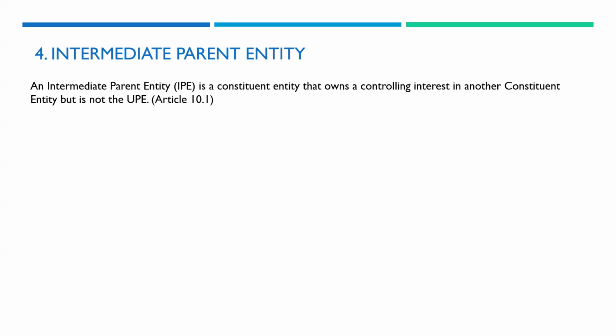So let's say there is a structure where company 1 holds 100% of company 2, which is holding 100% of company 3. Let's look at company 2. Company 2 is holding a controlling interest in company 3, and it is not the UPE, because company 1 is the UPE. Getting it? That is what we call an intermediate parent entity. It sits in the middle. Any doubt in the definition?